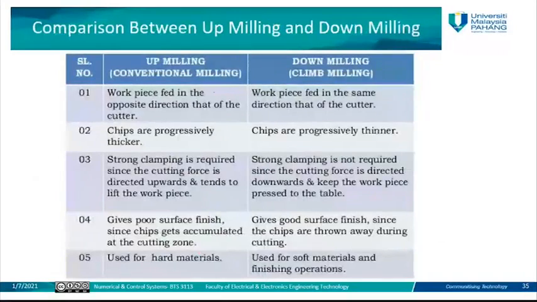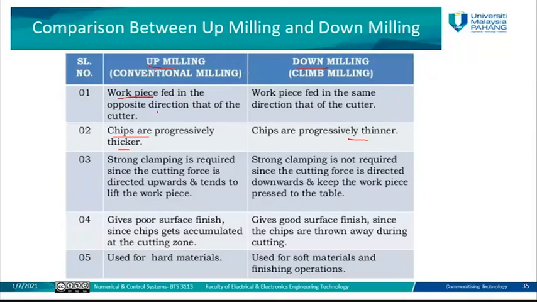There will be a table here. This table will compare the main differences between the up milling and the down milling. The direction of movement, the chips are progressively thicker. Here it is thinner in the case of down. The thickness of the chip here is thicker in the case of up. In the case of down it is thinner. Strong clamping is required here. Strong clamping is not required here, because the cutting force is directed downwards and keeps the workpiece pressed. In the up case, the cutting force is directed upwards, lifting the workpiece.